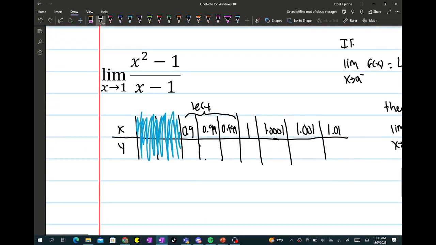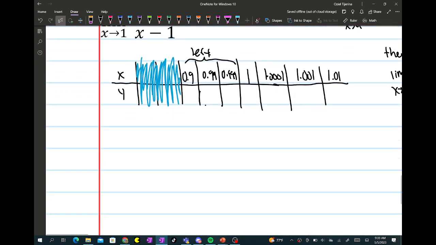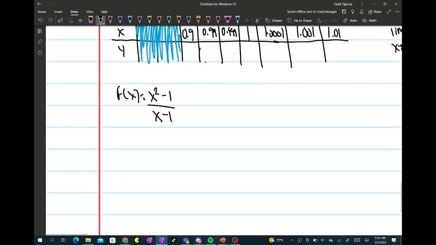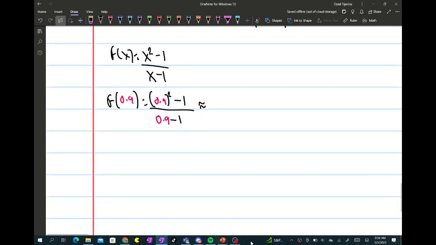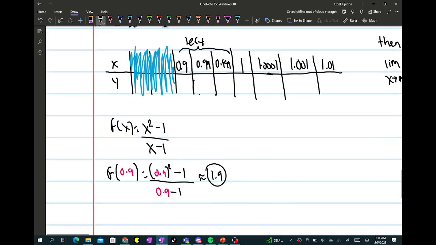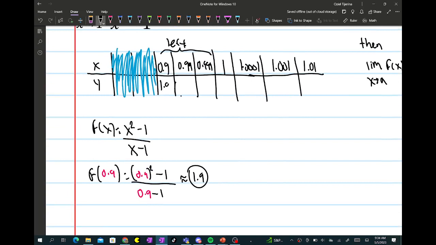Or rather this limit. Let's say that f of x is equal to x squared minus 1 over x minus 1. We're going to estimate what happens at 0.9, 0.99, 0.999, etc. If we plug in f of 0.9, we're going to do the quantity 0.9 squared minus 1 over 0.9 minus 1. When I plug this in, this is approximately 1.9, and now we're going to put this in here.